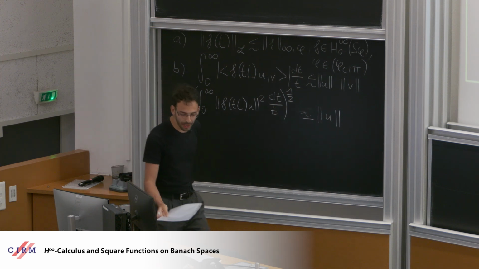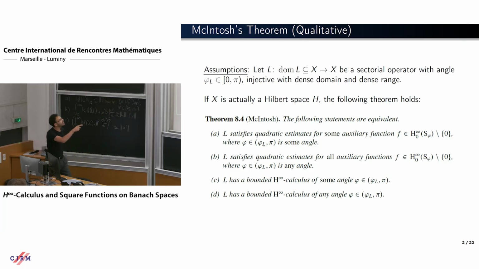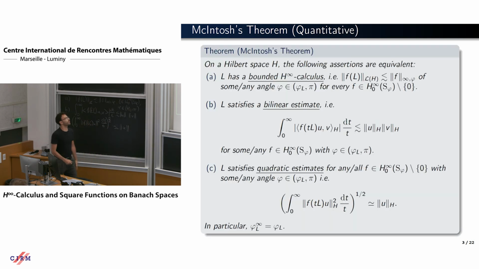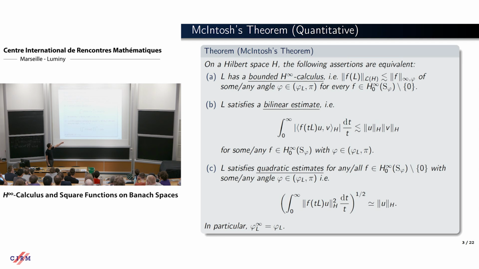So, and with this notation in mind, we can actually go from this qualitative version of McIntosh's theorem to a quantitative version of this. So employing these three notations, including the bilinear estimates, we have on Hilbert spaces the equivalence of bounded H-infinity calculus, the bilinear estimate, and also the quadratic estimates, and for each of them also with any or all auxiliary functions and angles. And as a cool side note, it's worth noting that in Hilbert spaces we indeed have that the H-infinity angle coincides with the sectoriality angle.